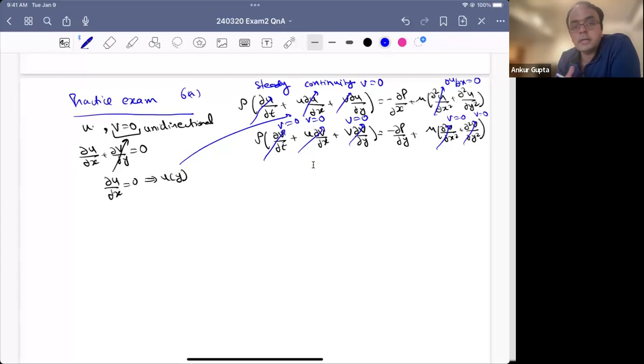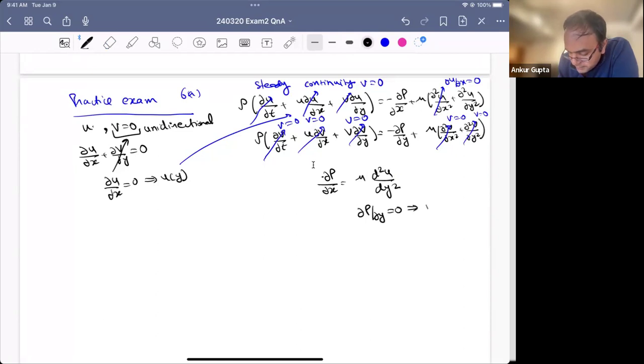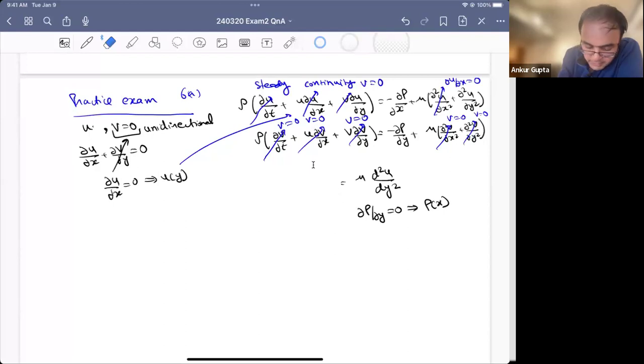So just to save yourself time, make sure you know that you can focus directly on this part: minus del P by del X is equal to mu d square U by dy square, because it's not a function of X anyways. And del P by del Y is equal to 0, which implies P is only a function of X. Because P is a function of X, this will become dP by dx.